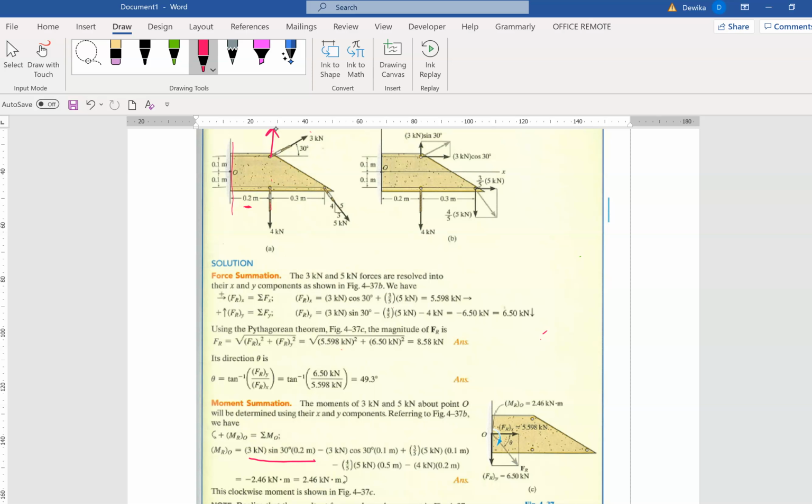So what is the distance? 0.2. Okay, can you see that? 0.2. Now positive or negative, it is actually rotating this side, so it will be positive. Okay, settled. That's the first one.